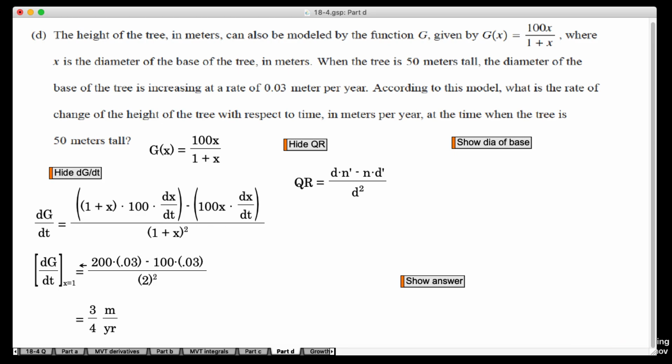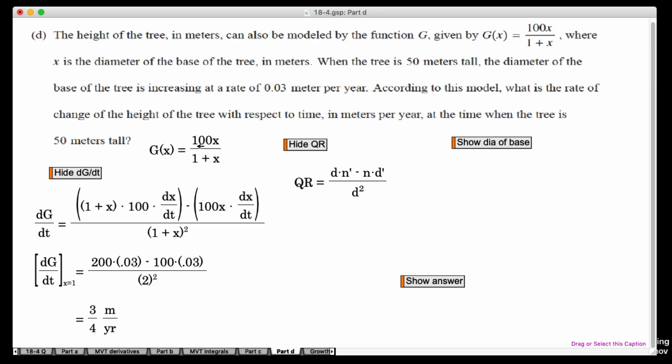Now I need to plug in the values. So what I want to know now is dg/dt. So I have to know x, and I have to know dx/dt. Well, dx/dt we already know. That's given, 0.03. That's given to us. So we know 0.03, but we don't know what x is.